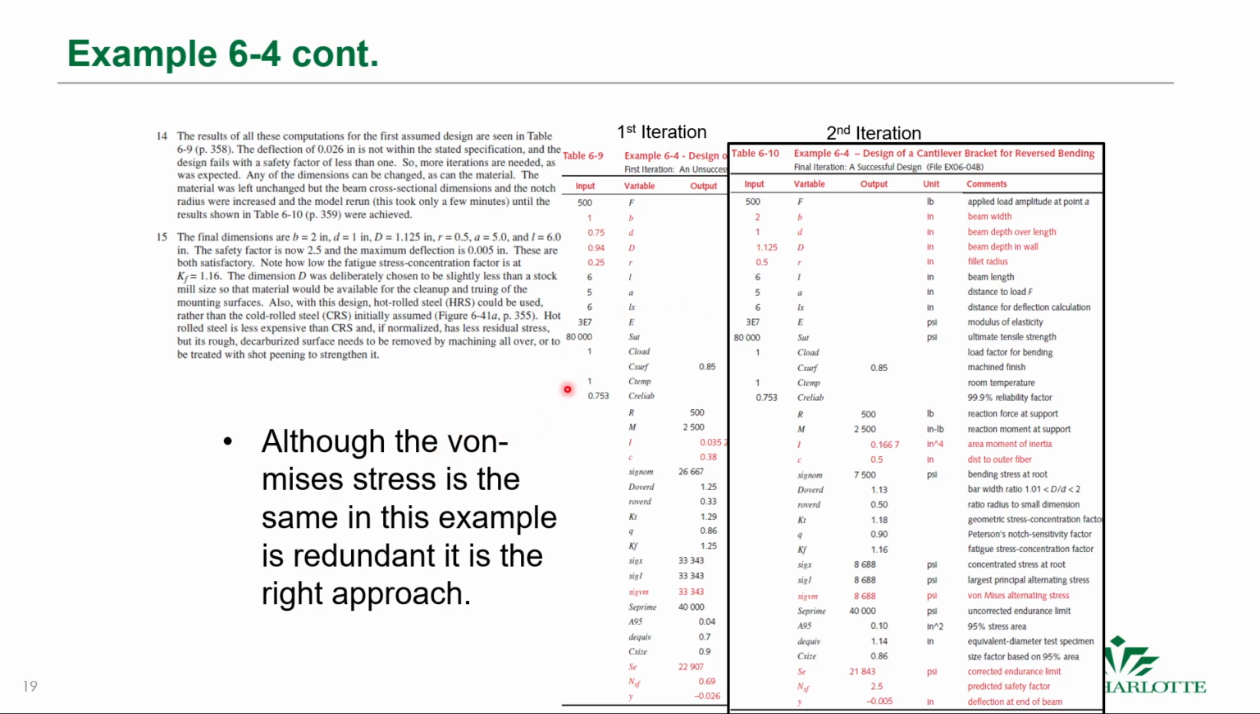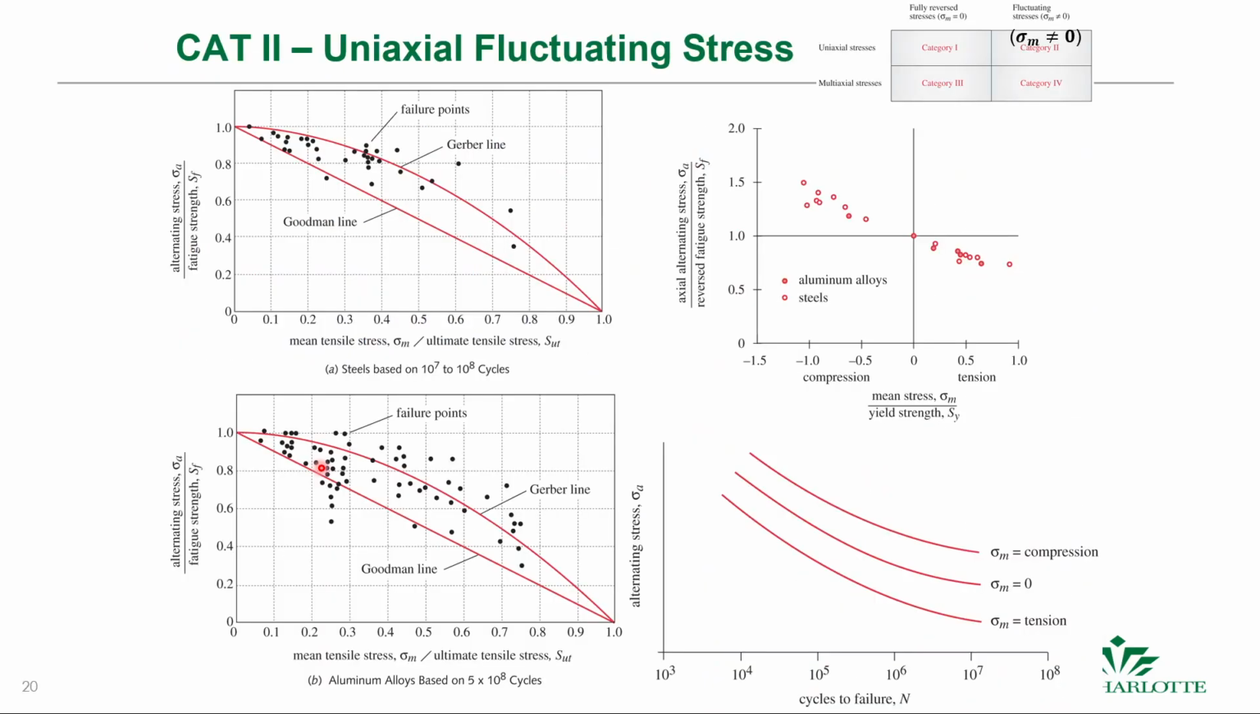And also there's this reminder I placed here that, even though we did the von Mises stress and we knew that the principal stress was going to be the von Mises stress, and it's redundant, it's still very important to set up the equations to make sure that we don't miss anything for our stress calculations. So this is a very complete mechanical design process to design for fatigue.